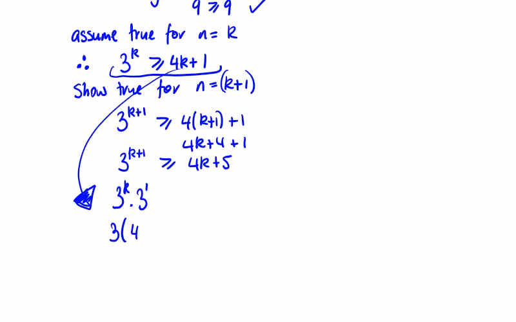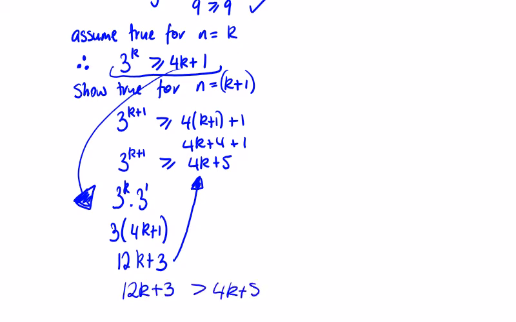And using our assumption, which is what we want to do all the time within these proof by induction questions, if we replace the 3 to the power of k with 4k plus 1, we're going to get 12k plus 3, of course. 12k plus 3. And we can say at this point that if we look at these two things, 12k plus 3 has to be greater than 4k plus 5. And we write for k greater than or equal to 2.